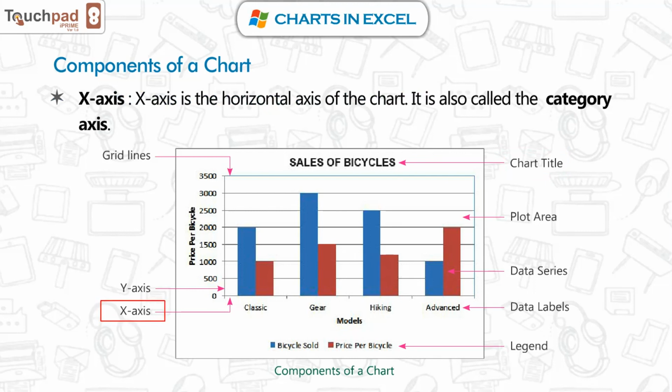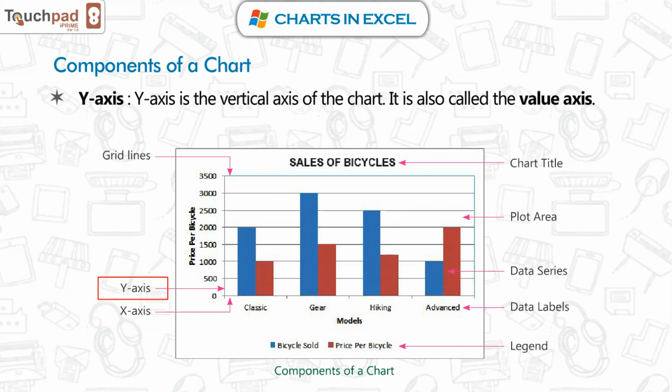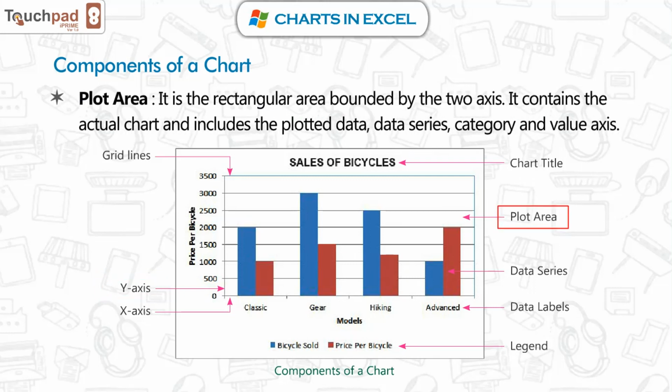X-axis. X-axis is the horizontal axis of the chart. It is also called the category axis. Y-axis. Y-axis is the vertical axis of the chart. It is also called the value axis. Plot area. It is the rectangular area bounded by the two axes. It contains the actual chart and includes the plotted data, data series, category, and value axis.